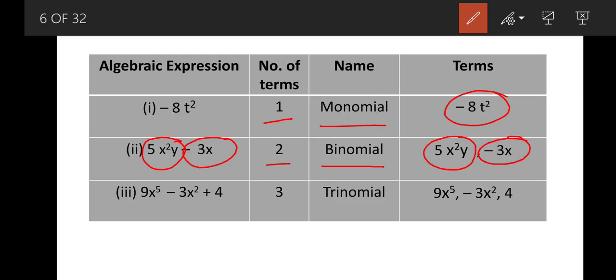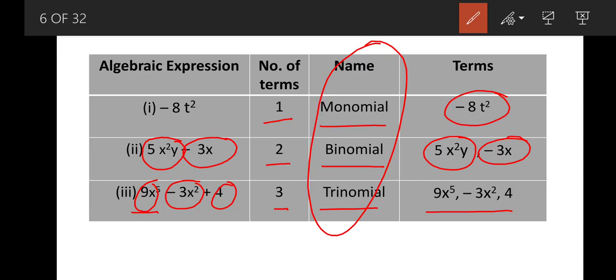Simple as this. Now, coming to this third example, it is 9x raised to the power 5. This is your first term. Minus 3x square, this is your second term, and 4 is your last term, that is the constant term. So, number of terms is 3, so it is called a trinomial, and separately I have written the number of terms. I hope this is now clear how to find the number of terms, and on the basis of the number of terms, we have given names to the algebraic expressions, that is monomial, binomial, trinomial or multinomial.